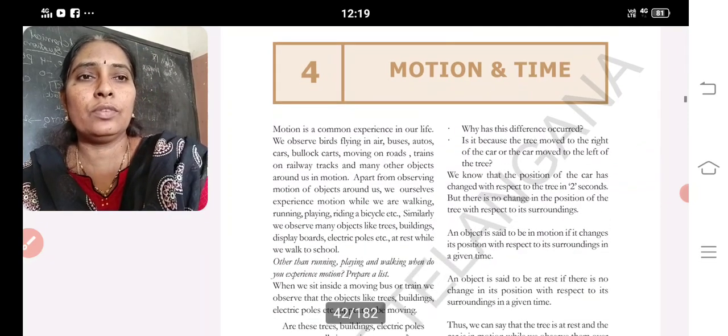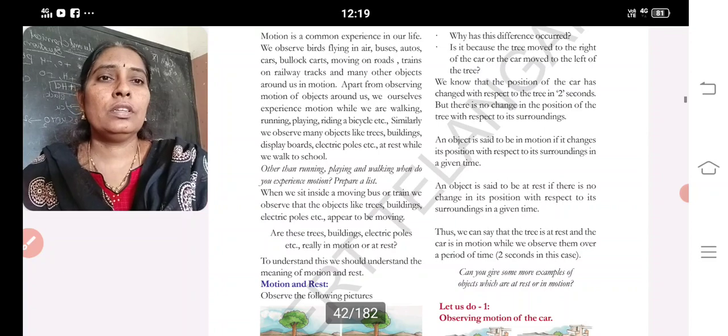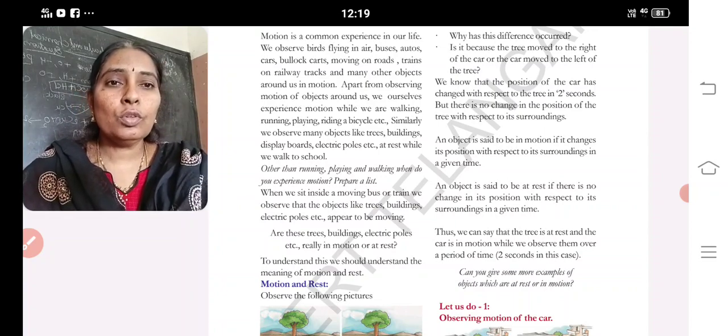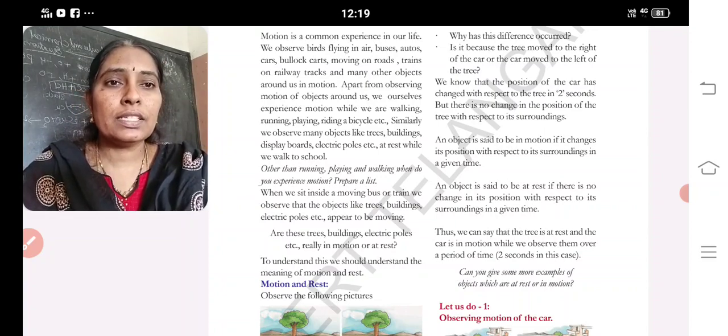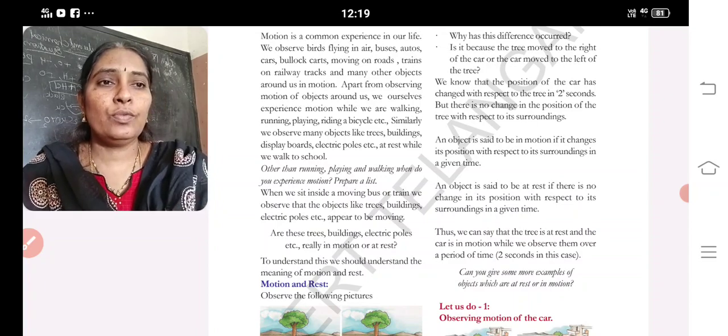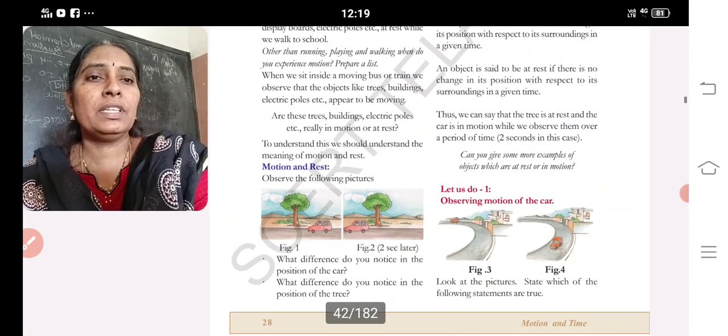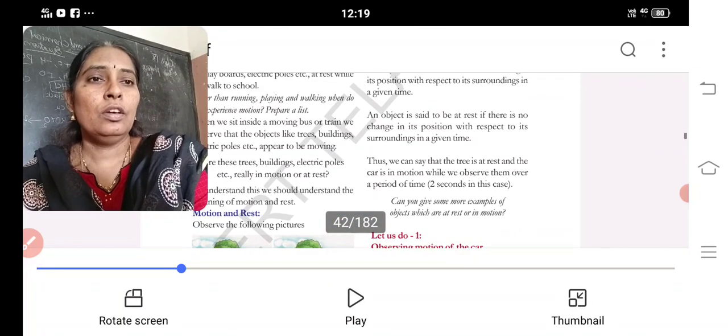Let us start today's revision. That is the fourth lesson, Motion and Time. So what is motion? To understand, we should understand the meaning of motion and rest. When an object is moving from one place to another place, it is said to be in motion.